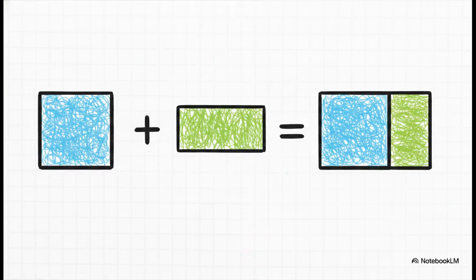All right, let's break down the reasoning. The square's area is simply 4 times 4, which is 16. The rectangle's area is 4 times 6, which gives us 24. Add those two together and you get a verified total area of 40 square units. Nice. Perfect arithmetic step by step.